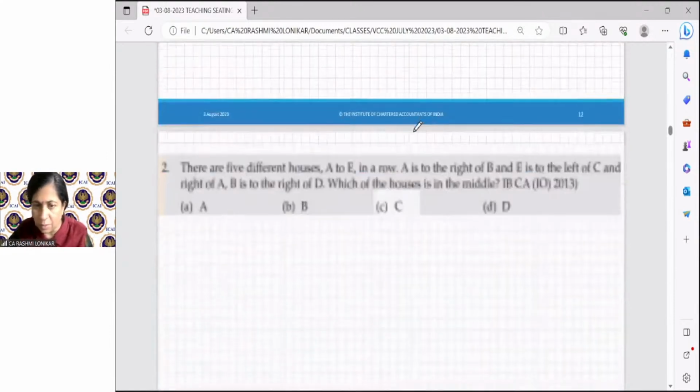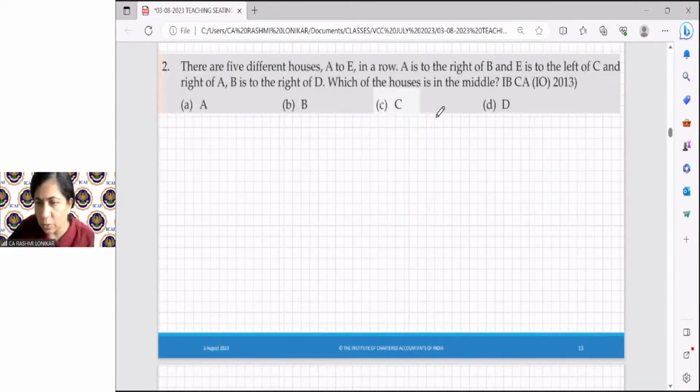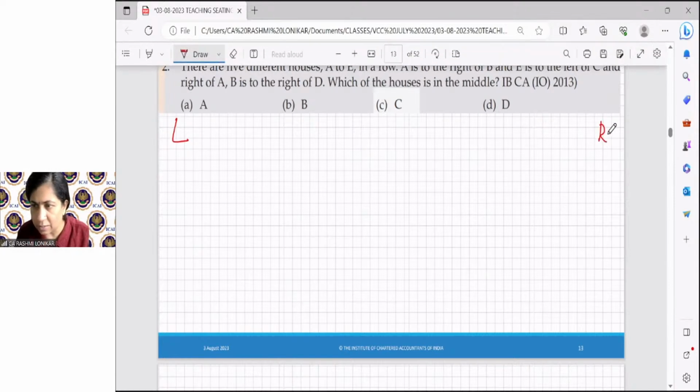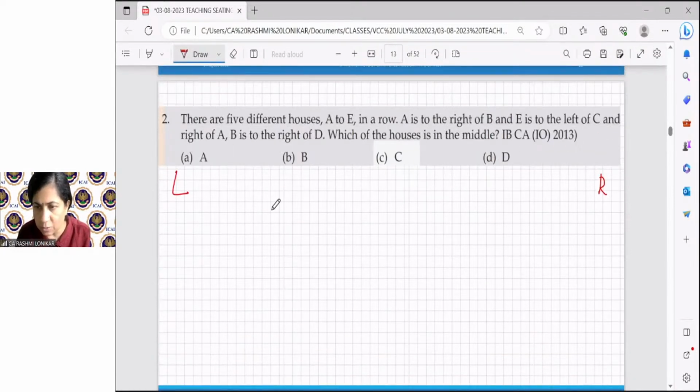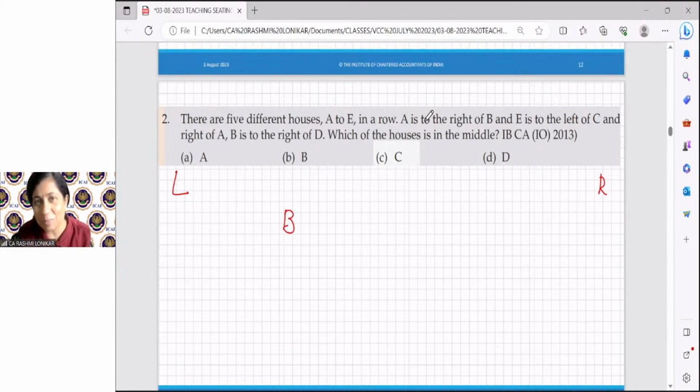Okay, now there are 5 different houses A to E in a row. A is to the right of B. Okay, so this is my left hand side and this is my right hand side in such cases. So for every person it is going to be the same. So A is to the right of B means what? First write the letter B and then you write A, because it is in reference to B. If I write A first, I can also write B, there is no problem, but it is always safer so that you don't end up making mistakes. Because A is with reference to B, I must write B first and then position A.